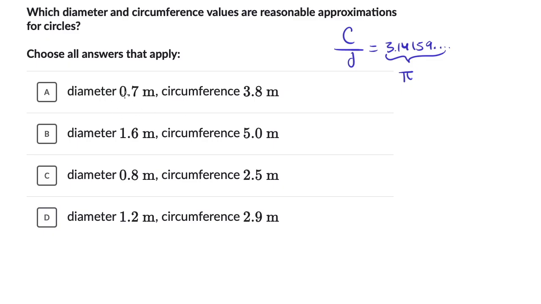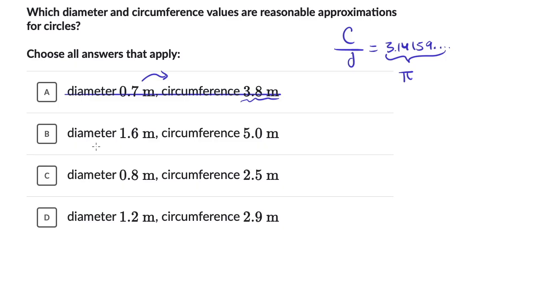But let's see, if we take 0.7, and if we were to multiply it by 3 point something something, what would we get? Well, if we multiplied this by 3, we would get 2.1. With 3 point something something, maybe 2.2. This looks awfully far away. Another way to think about it, 3.8 divided by 0.7 is going to be over 5. So actually, I'm definitely going to rule this one out.